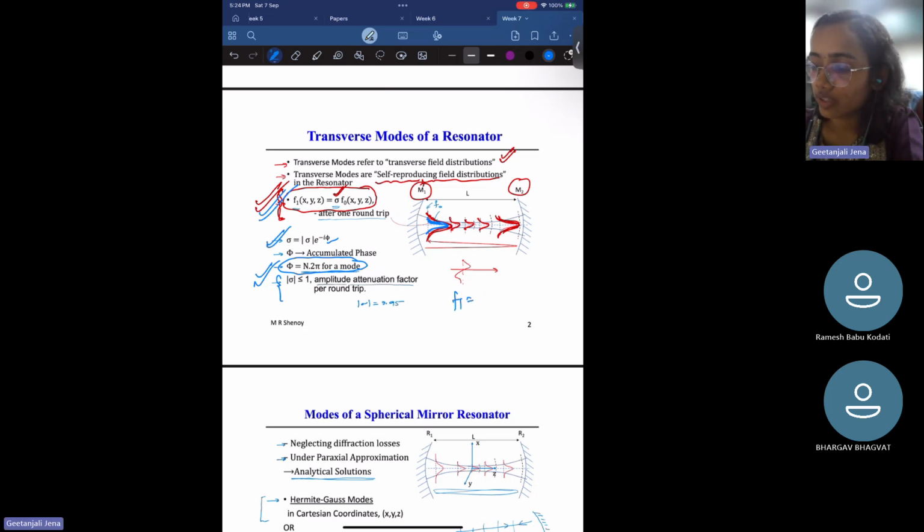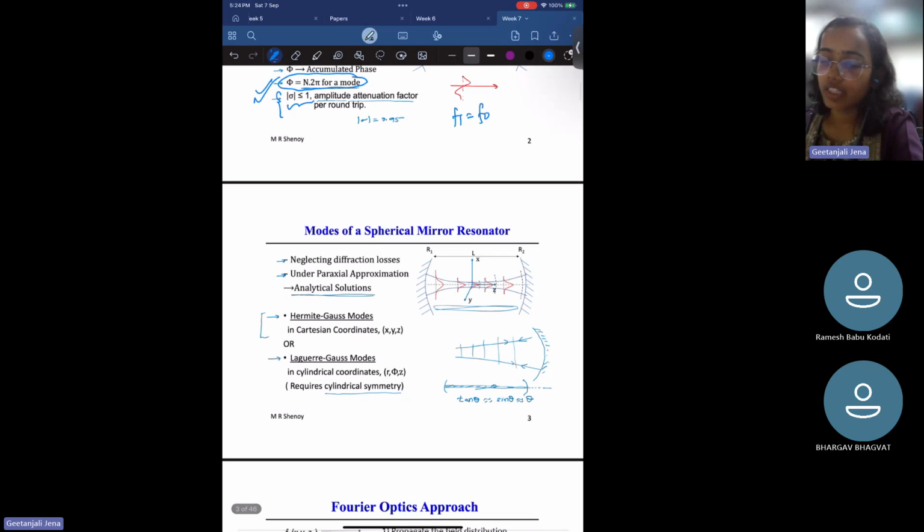And typically the value of mod sigma, when it is 1, then the F1 value is equal to F0, but it is less than 1. That is, some amplitude is decaying because of some propagation loss or scattering loss inside this mirror resonator. So the value of sigma is less than or equal to 1 and defines the amplitude attenuation factor per round trip.